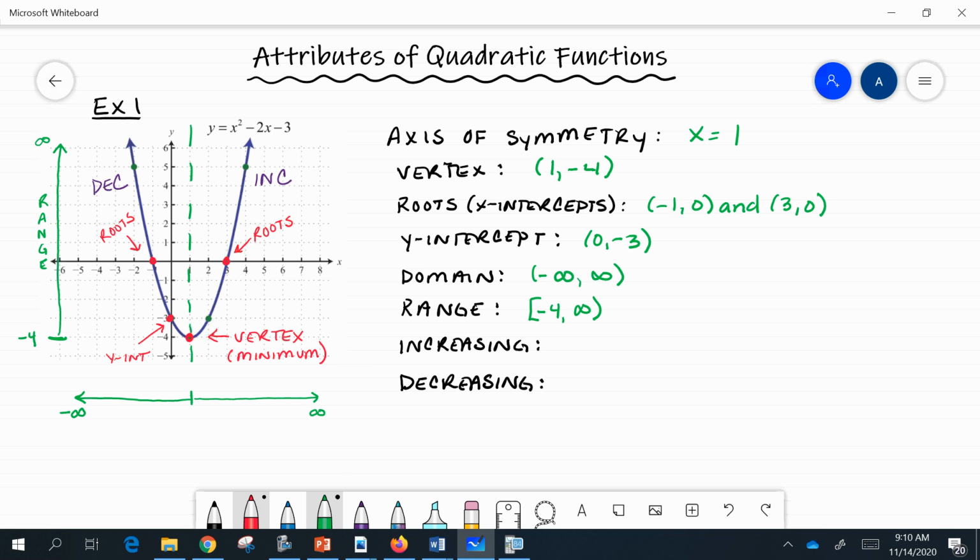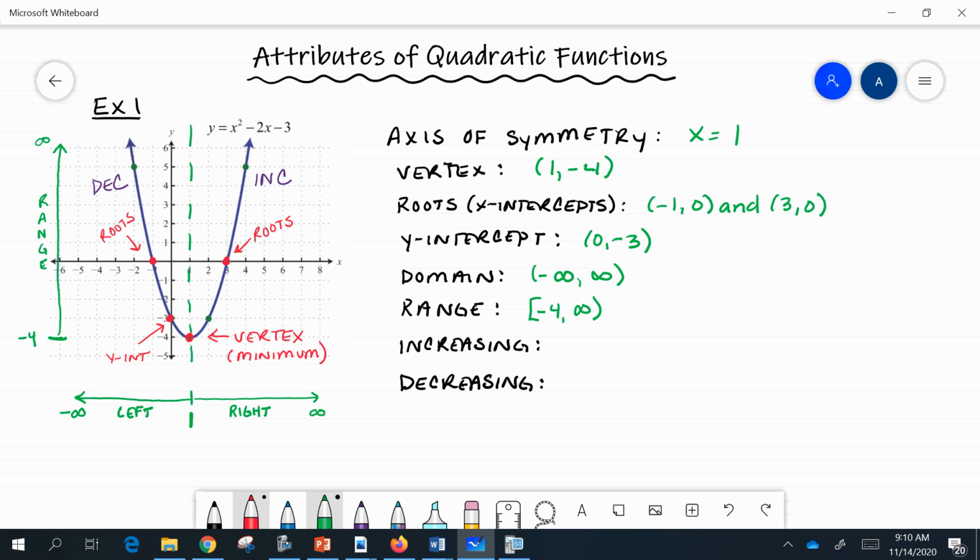When we give the interval of increasing and decreasing, we want to do this in terms of the x values. If you come down here to where we were talking about the domain, the axis of symmetry divides the parabola into a right half and a left half. The right half goes from 1 to infinity.